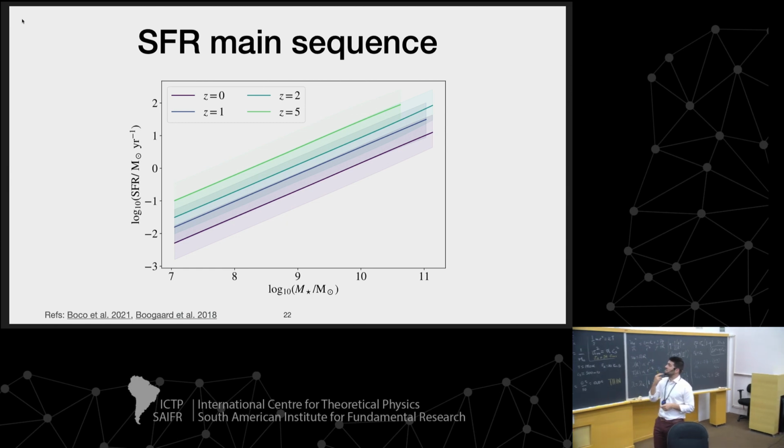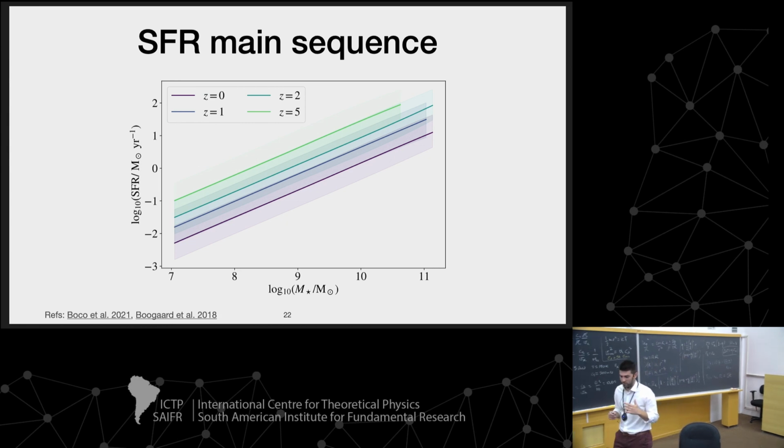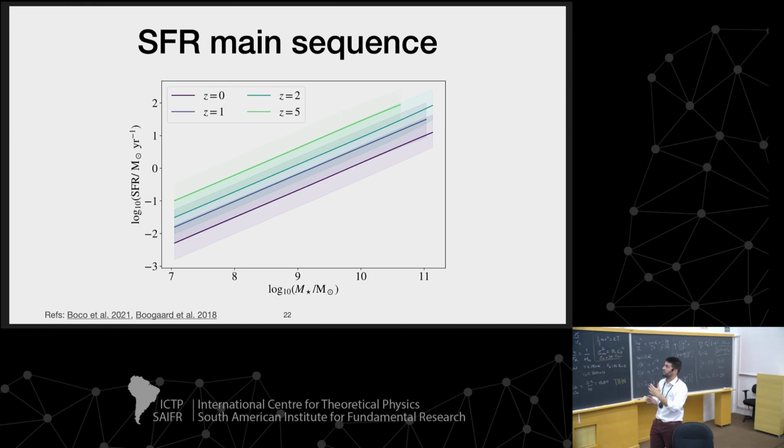What you can see here is that at high redshift, redshift 5 again, on average galaxies were more star forming. As you approach the local universe, you see that on average galaxies tend to be less star forming. So in this sense, the main sequence traces the star formation rate of each given galaxy.